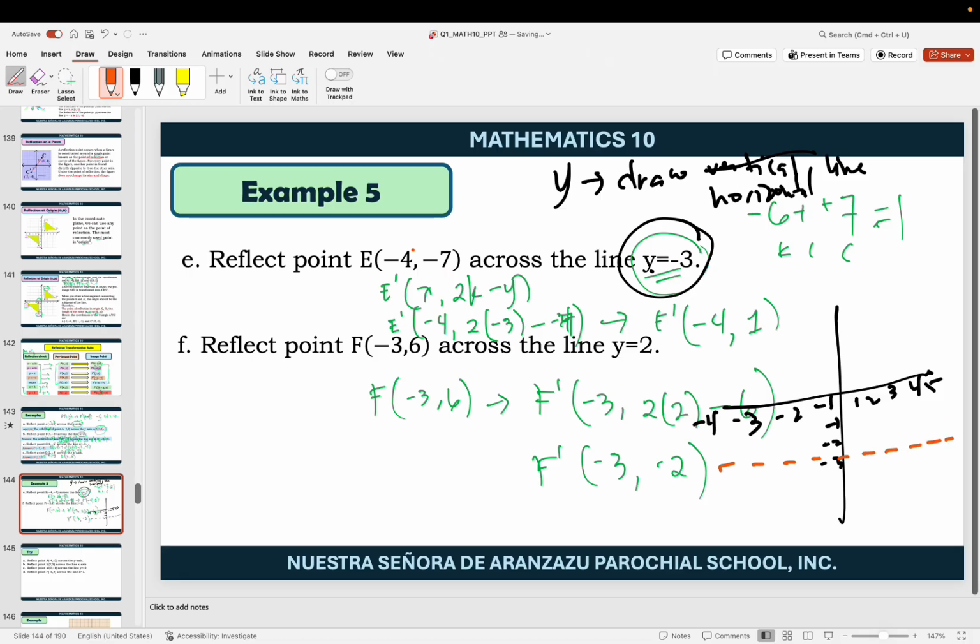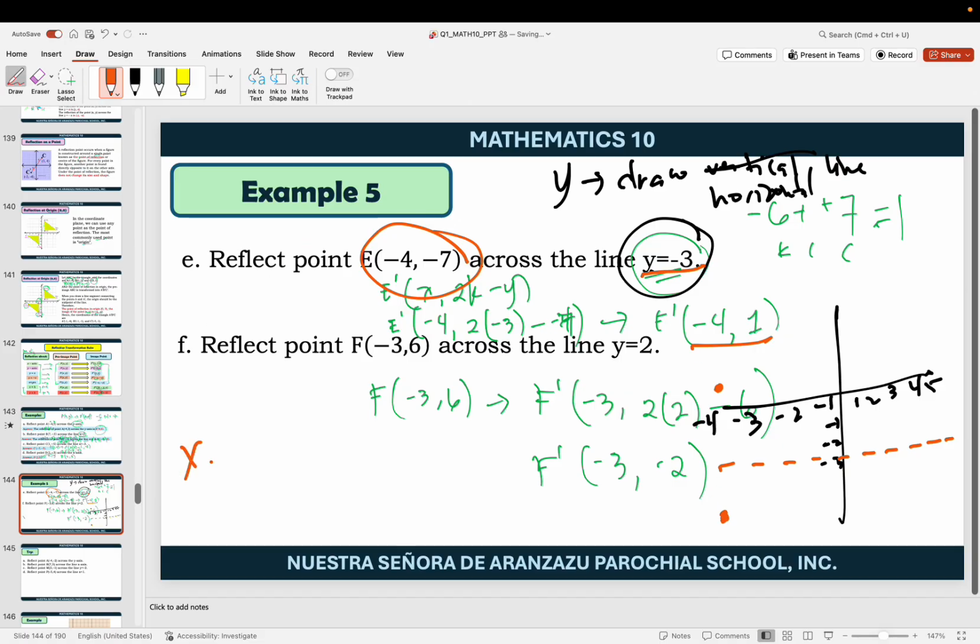Yan. For example, negative 4, negative 7 yung given na point E. So, let's assume na nandito yun. Then, yung nakuha nating point, na reflected point is negative 4, 1. So, which is located here. So kumbaga, yung cross the line y is equal to negative 3, yun yung nagsaseparate ng dalawang points, yung given points and the reflected point.